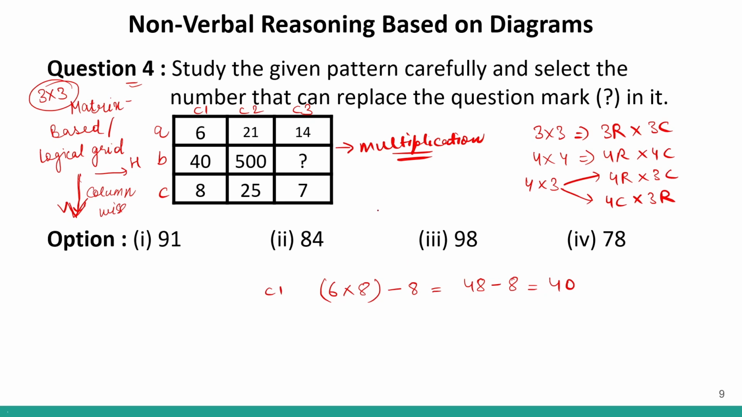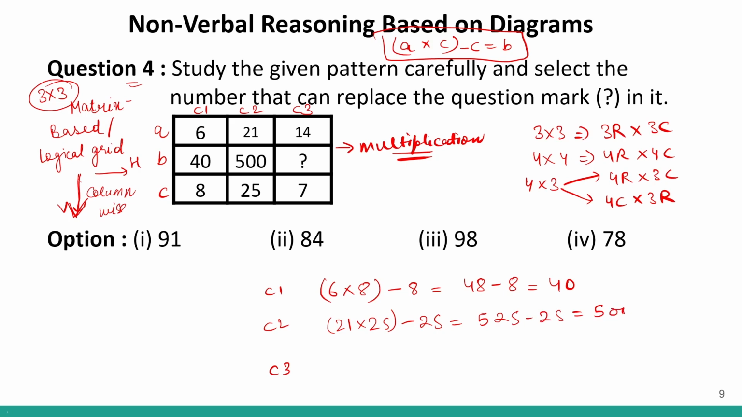So what is the logic? The logic is basically A into C minus C is giving me B. This is the logic. A into C minus C is giving me B. Let us check for column number 2. For column number 2, we have to find the missing element. Column number 2, it will be 21 into 25 minus 25. 21 into 25 is how much? It is 525. Minus 25 gives me 500. So this is correct for column number 2.